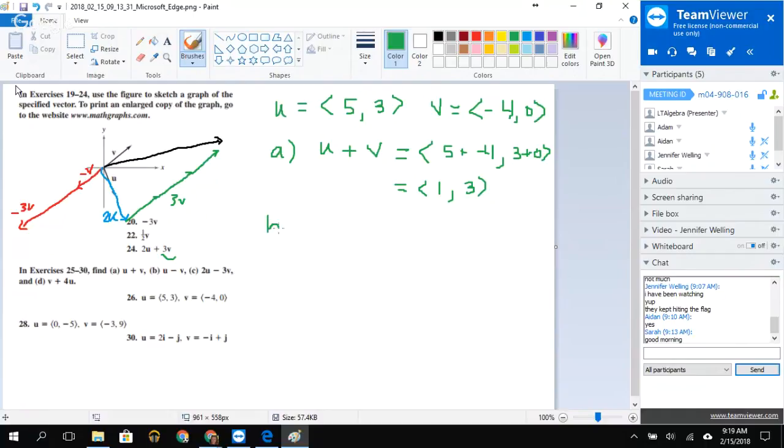Okay, part b, same way, except we are just going to subtract. So we would do u minus v equals 5 minus -4 and 3 minus 0. So we get (9, 3). Okay, now let's see if we have 2u minus 3v. So we have two different scalars that we're multiplying by.